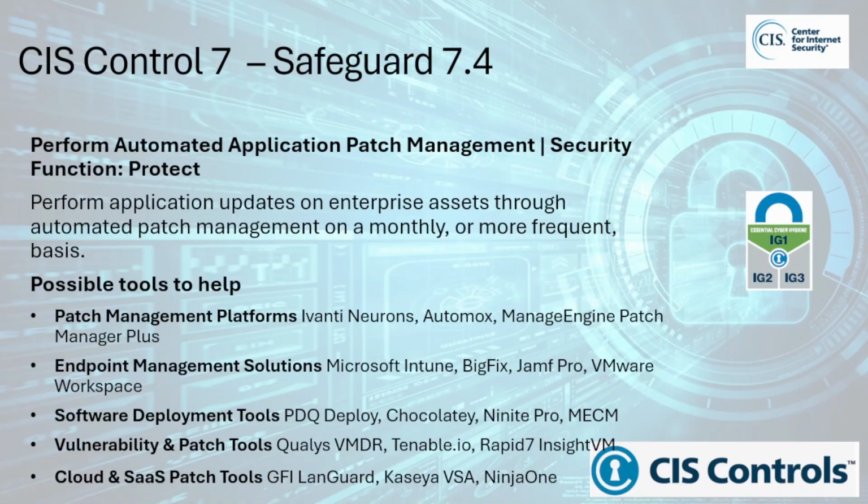Vulnerability and patch tools such as Qualys VMDR, Tenable.io, Rapid7 InsightVM. These detect application vulnerabilities and integrate with patching workflows. Cloud and Software as a Service, or SaaS, patch tools such as GFI LanGuard, Kaseya VSA, NinjaOne help automate patching for applications in hybrid and remote environments.